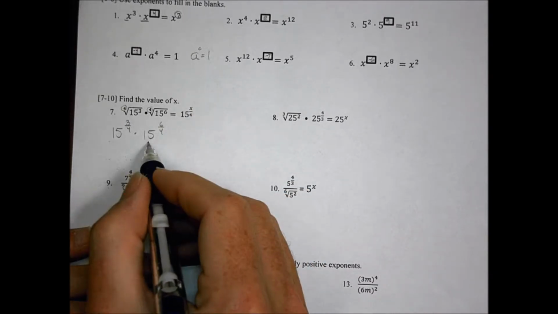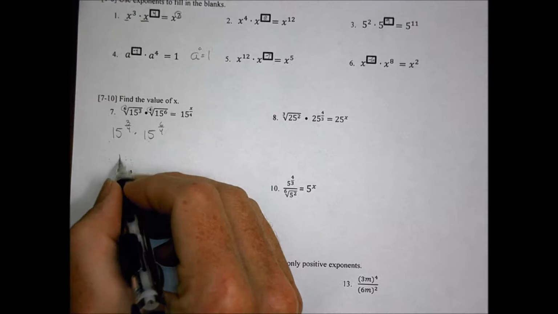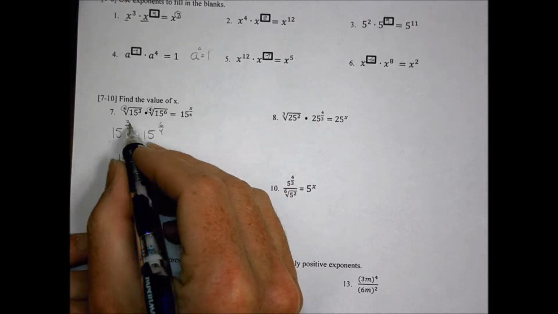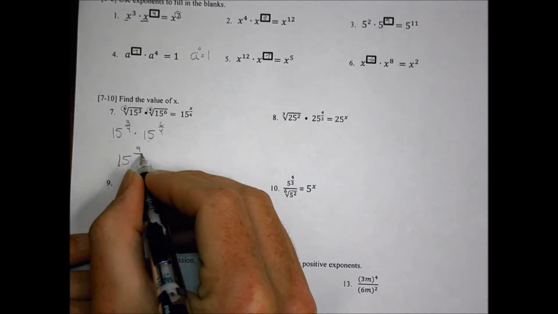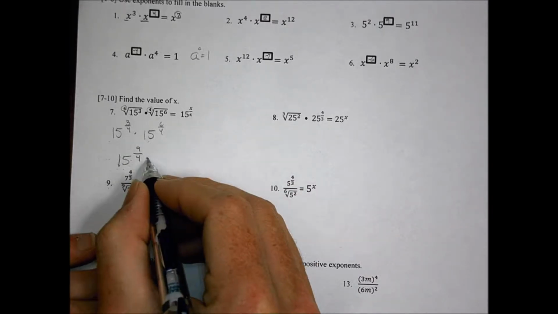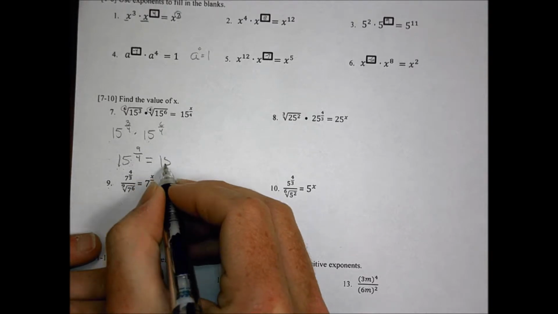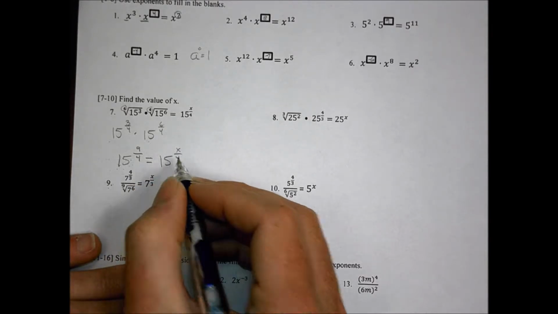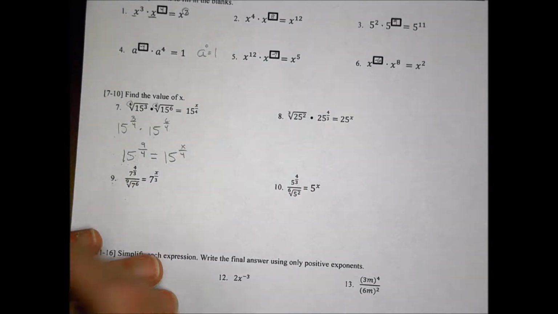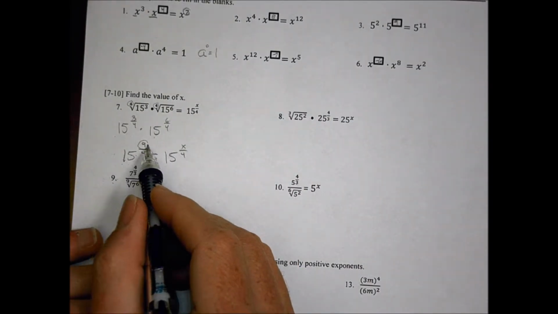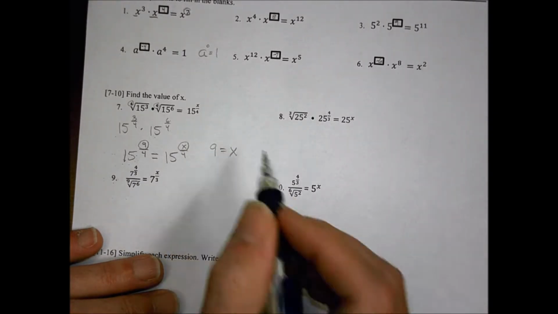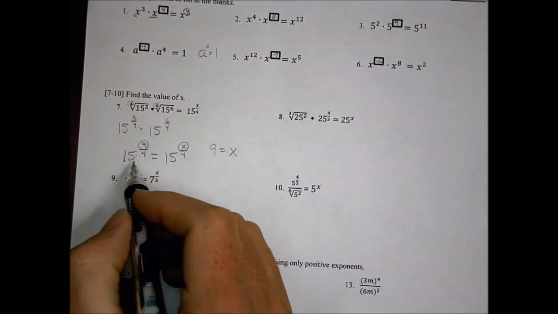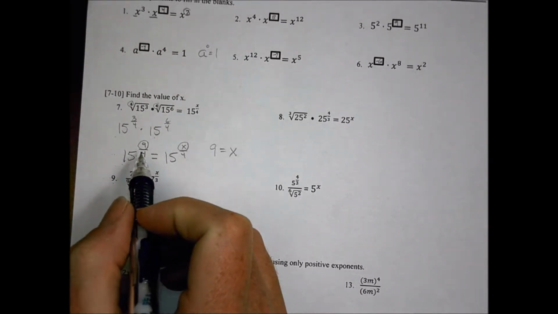Now, when I have the same base, what do we do with the exponents? We add them together. So 3 plus 6 is going to be equal to 9. The denominator stays the same. So 15 to the 9/4 is equal to 15 to the x/4. So what is the value of x? Well, you just look at what's right here. If that equals that, so 9 equals x. You're just trying to get it in the same form and see which number is missing there. And that's how that works there.